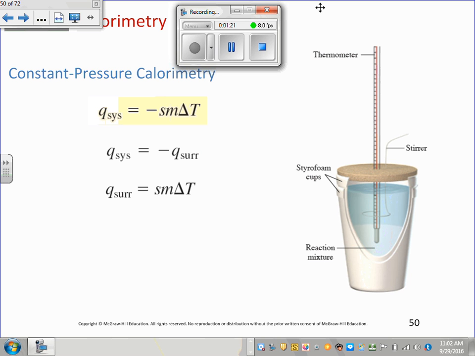So how this works is, you do the reaction and you look at the temperature change. And if you know the amount of water in there, you can calculate how many calories are generated from the reaction.